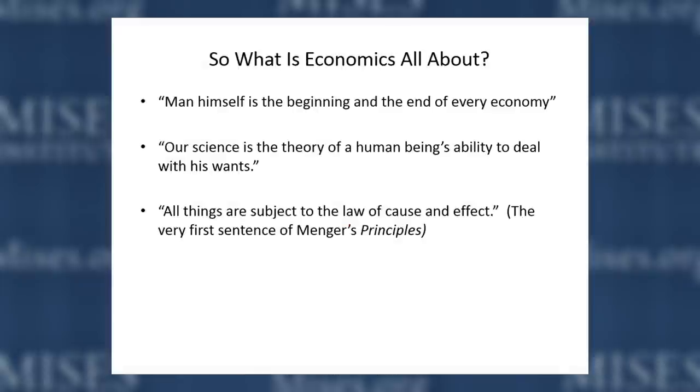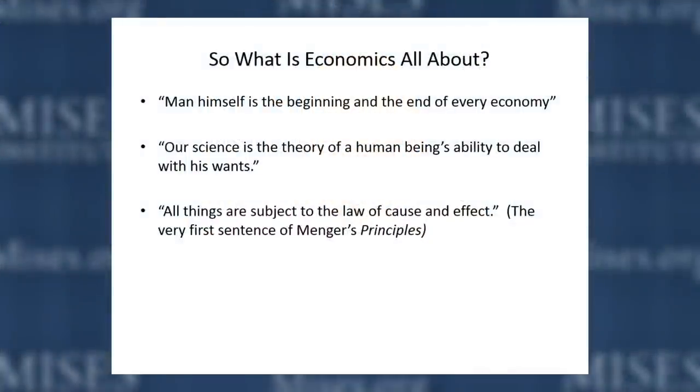Now, as Menger was writing his book, but before it was published, he had a notebook where he wrote notes whenever he had thoughts that were relevant to what he was writing. And so here are some of the things that he wrote. He says, "Man himself is the beginning and the end of every economy," okay? So now we're getting to the root of the cause of economic activity. He also said, "Our science is the theory of a human being's ability to deal with his wants." So the human being and his or her wants are at the center of economic activity.